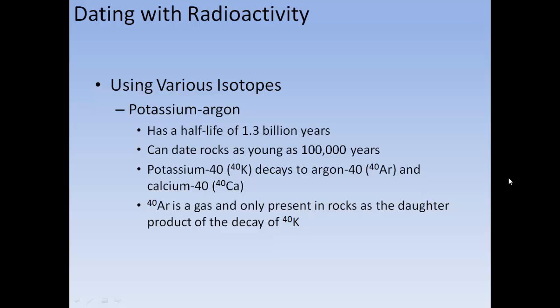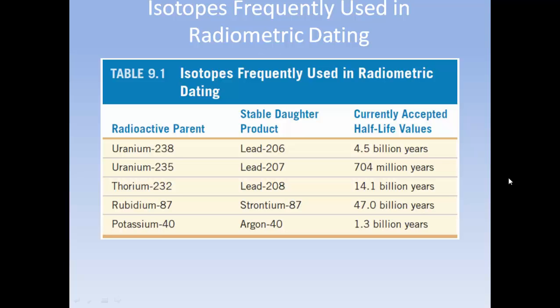Potassium-40 decays to argon-40, and then calcium-40. Argon-40 is a gas and is only present in rocks as a daughter product of the decay of potassium-40. So it doesn't come from any other source, so we know it comes from the radioactive decay.